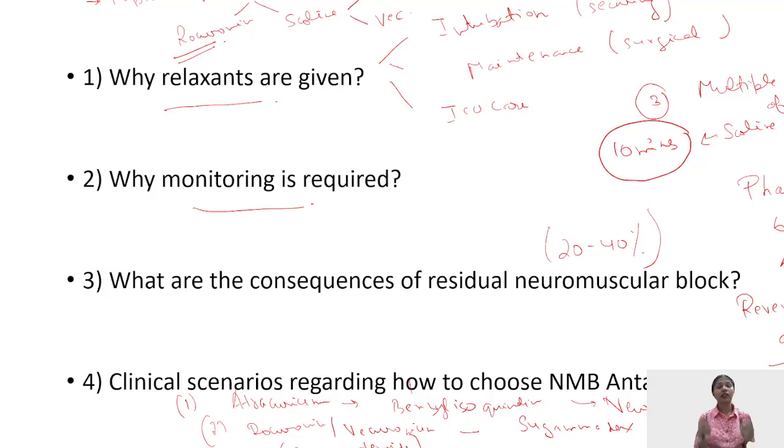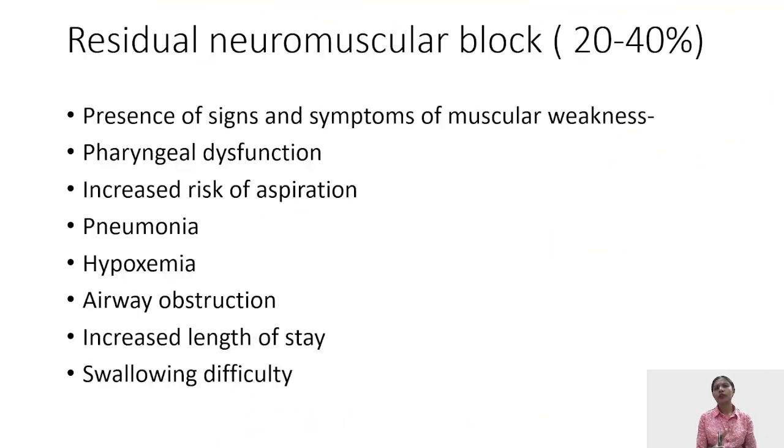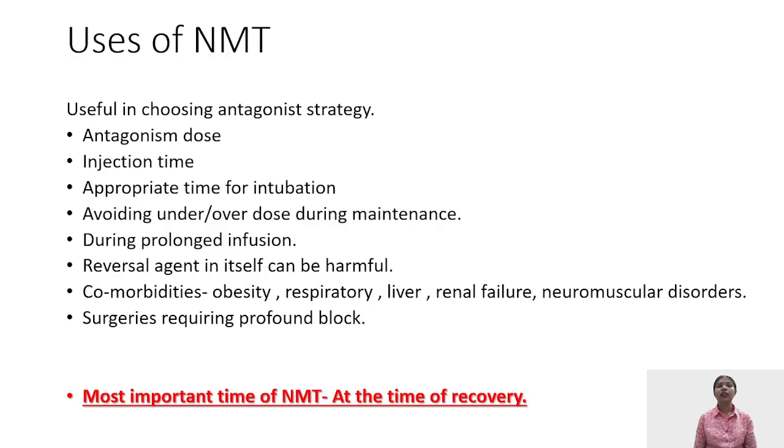And this is another scenario in which neuromuscular monitoring is required, because when we monitor, then only we can know whether the patient is under phase 2 block or phase 1 block. I've already told you about the residual neuromuscular block. Neuromuscular monitoring could help us in choosing the correct antagonist, whether we have to use neostigmine or Sugammadex.